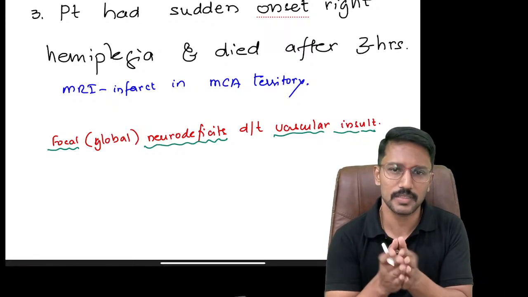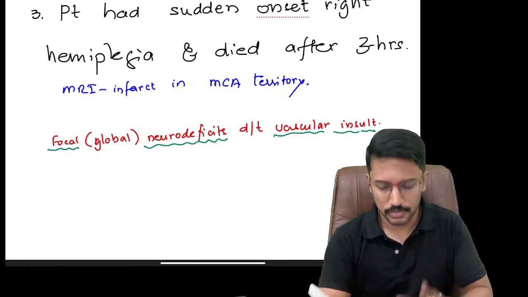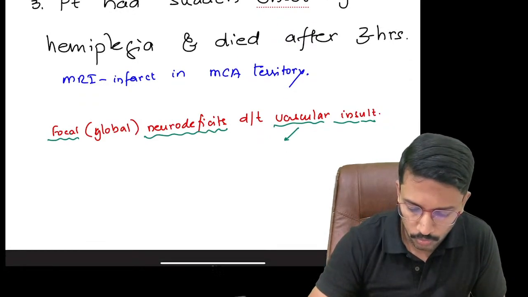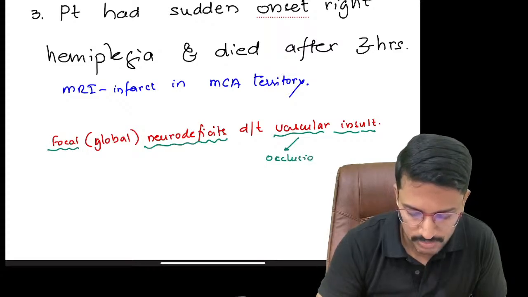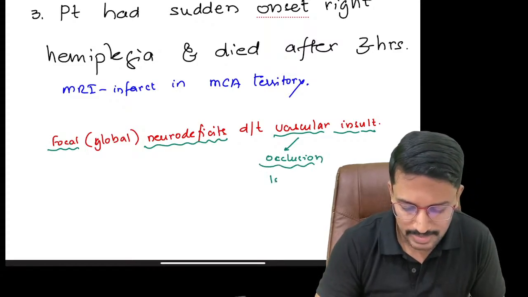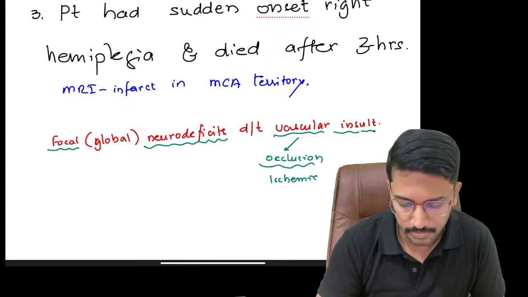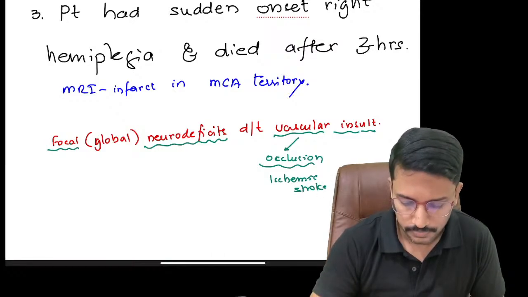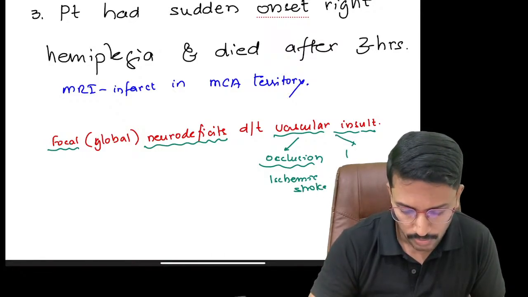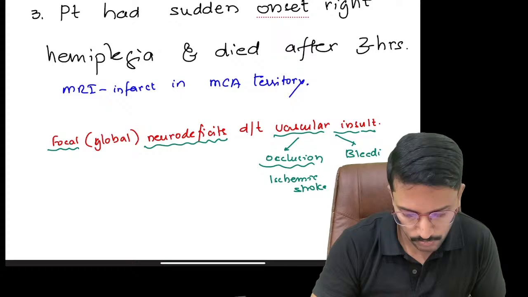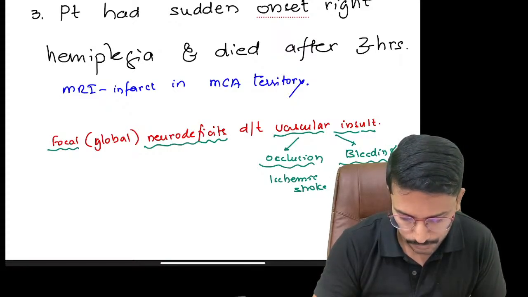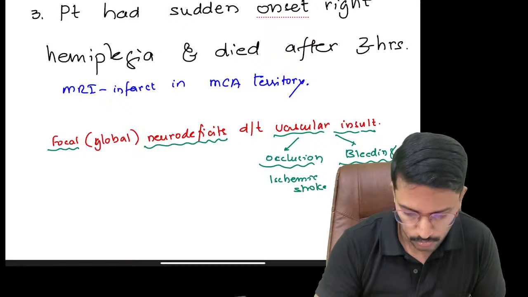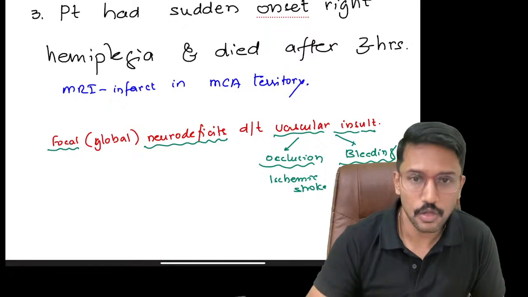Or second thing, blood vessel can open up and bleed. When it leads to occlusion of the blood vessel, and because of that, blood supply to the brain tissue is cut, we call it ischemic stroke. And when it is due to bleeding into the brain parenchyma or brain tissue, we call it hemorrhagic stroke. But this definition is not complete.